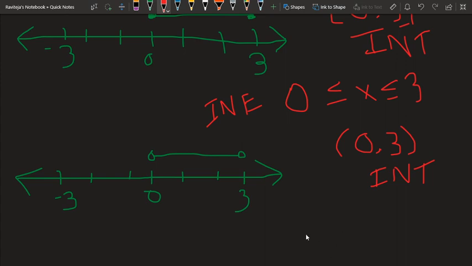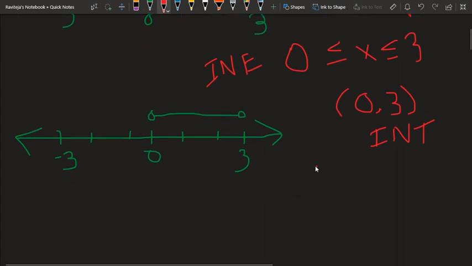What would our inequality notation be? Well, it would just be 0 is less than x, which is less than 3. We wouldn't use an equal sign in this case like we did in the last example because there are open circles, which indicate the fact that 0 and 3 themselves are not x values of this line. This is our inequality notation.